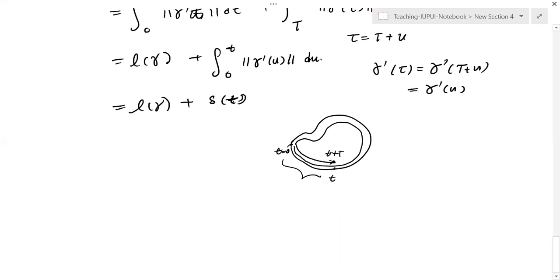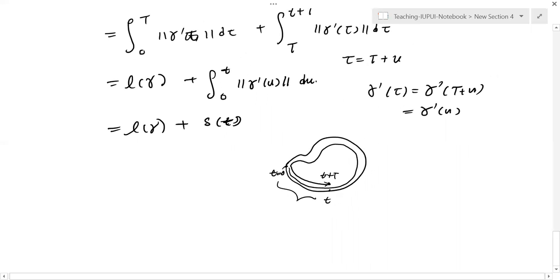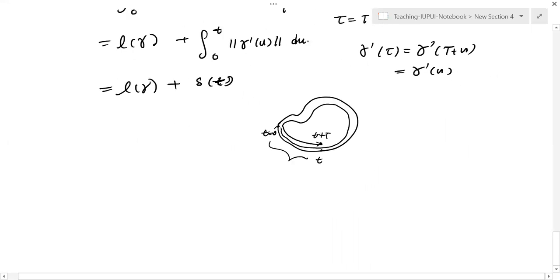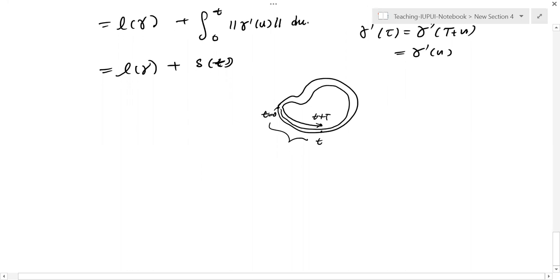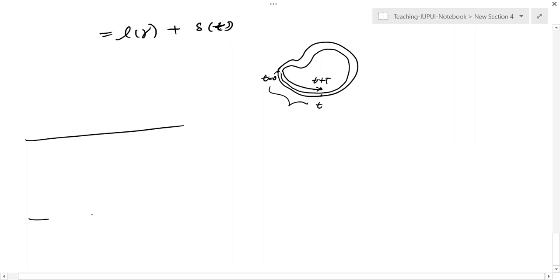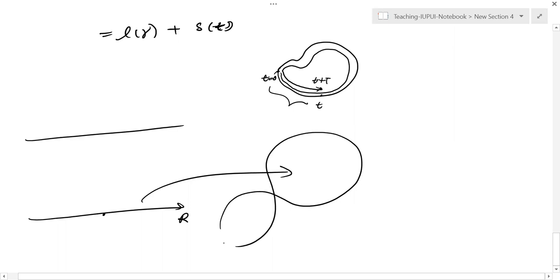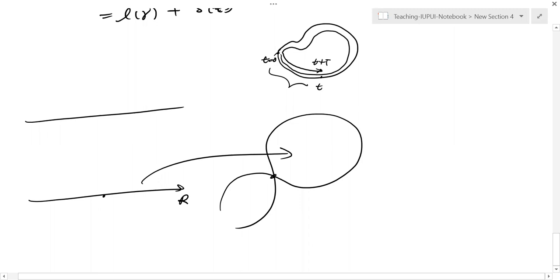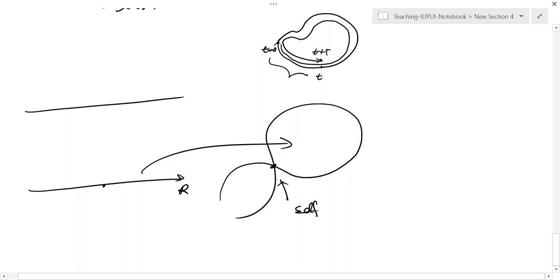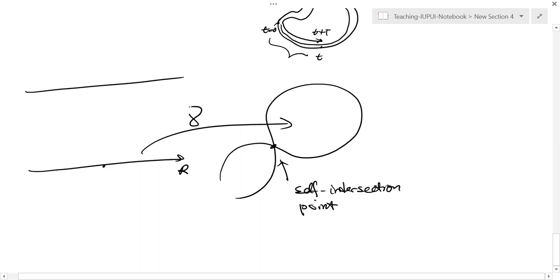Now there are some parametrized curves that are not periodic, but let's look at an example. This is a gamma, mapped to space, and that is going to be the image. It's possible like that, right? So in this case, there's a self-intersection point. This is called a self-intersection point.